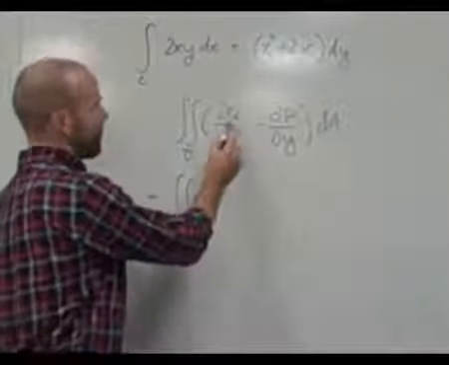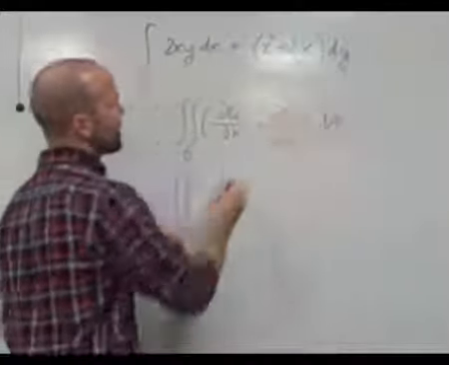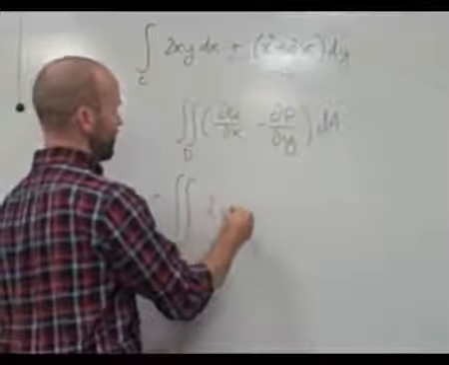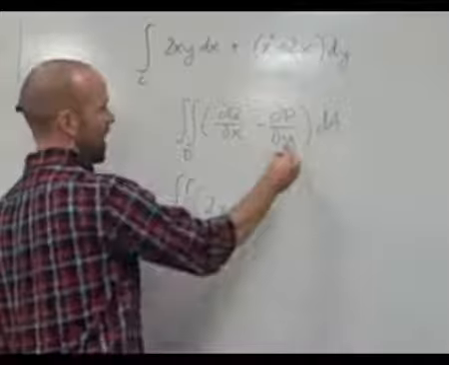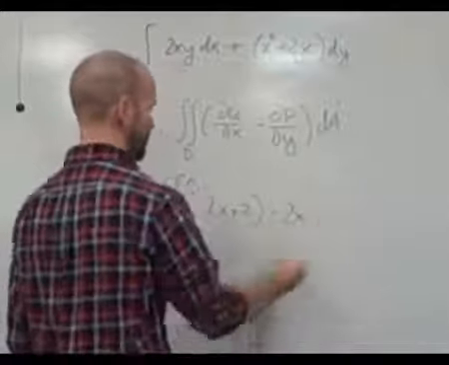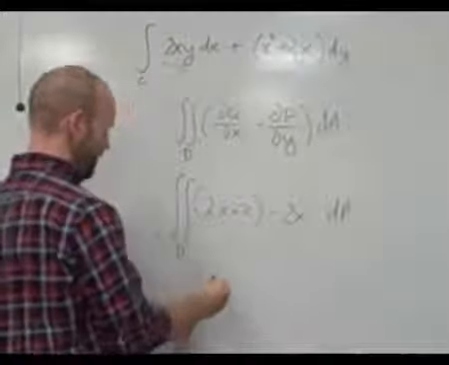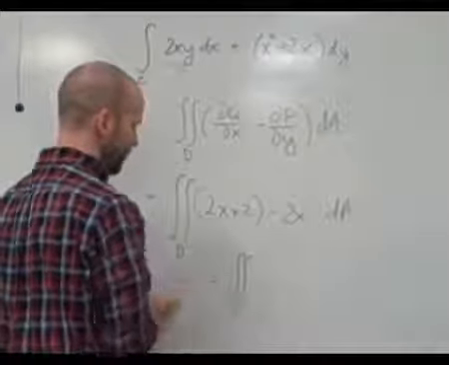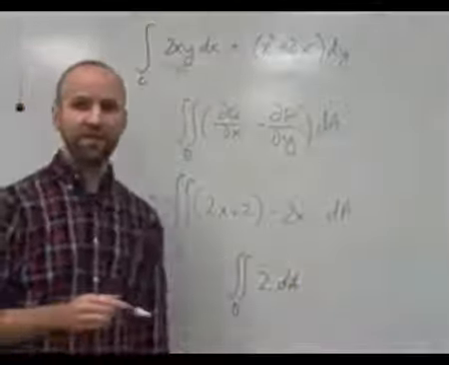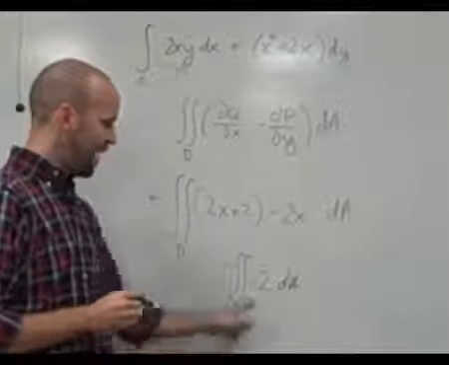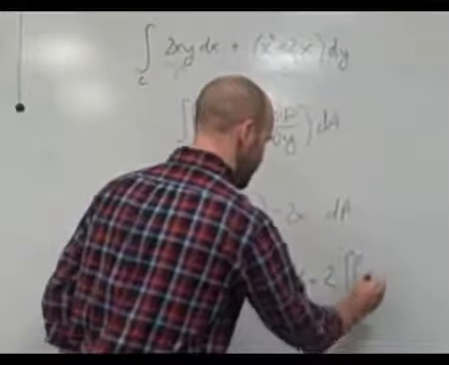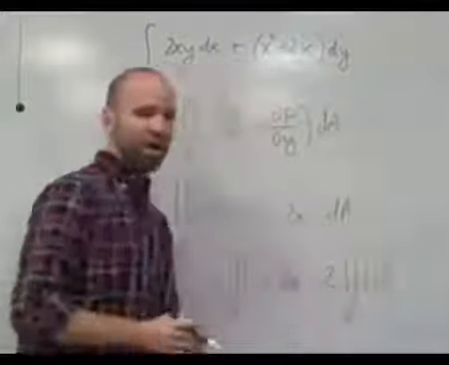Okay, so in this example, the partial of Q with respect to x, here is Q, so the partial with respect to x would be 2x plus 2. And then I'm going to subtract the partial of P with respect to y, which in this example would be 2x. So what I end up with is the double integral over region D of just 2. Okay, 2x minus 2x will be 0. Now, we can factor out the 2 because that's a constant, and we're left with the double integral of 1.